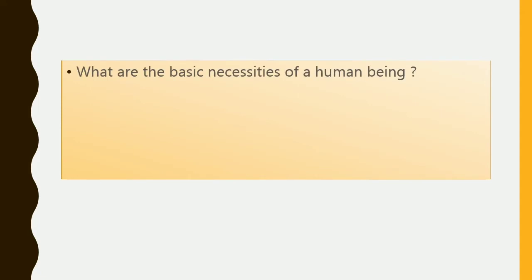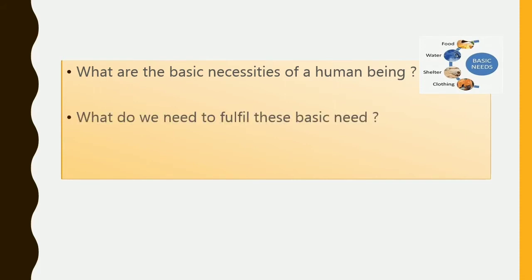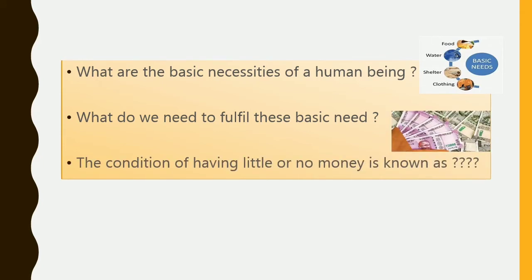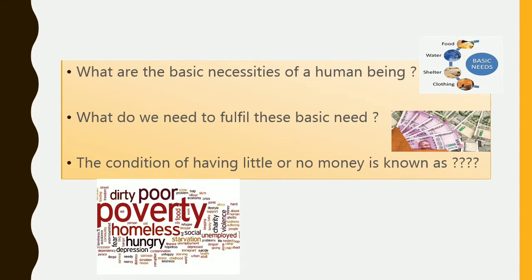What are the basic necessities of a human being? They are food, water, shelter and clothing. What do we need to fulfill these basic needs? We need money to fulfill these basic needs. The condition of having little or no money is known as. The person who has little or no money is known as poor, and the condition is known as poverty. Poverty is the biggest challenge which our country is facing.